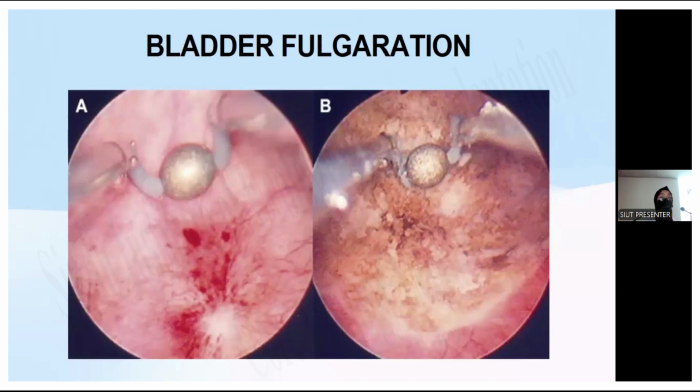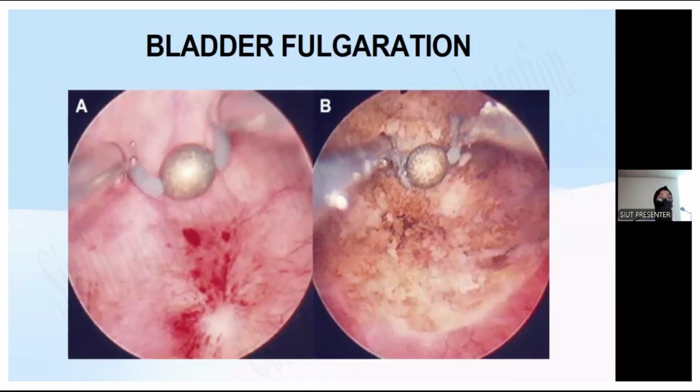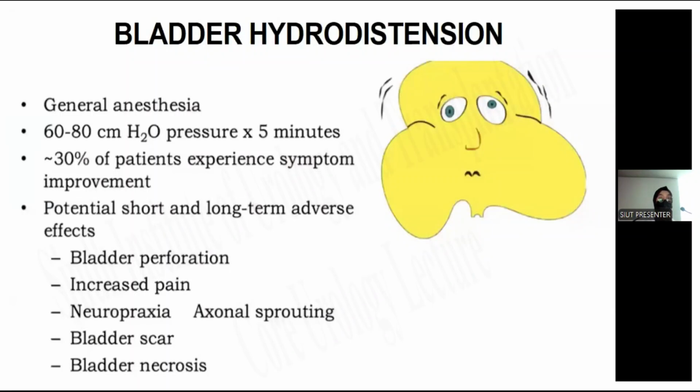Another suggestion that was made for ICBPS was the use of bladder fulguration. However, it is not the preferred approach, as it can compromise the bladder capacity. It exposes the bladder to perforation, and similarly for bladder hydrodistension, the effects are potentially short-lived, and they have long-term adverse effects. So these treatments for ICBPS have been evolving with time, and different measures are taken to try to relieve the symptoms of the patients.